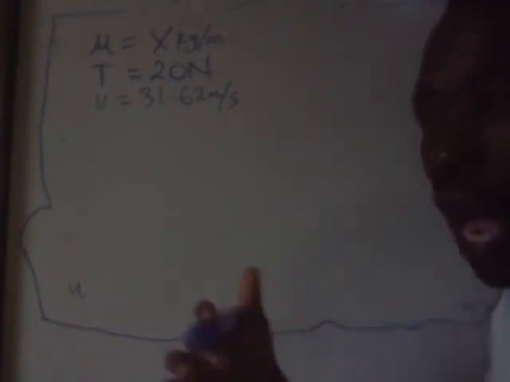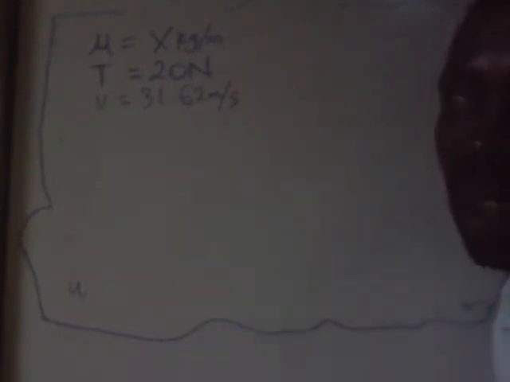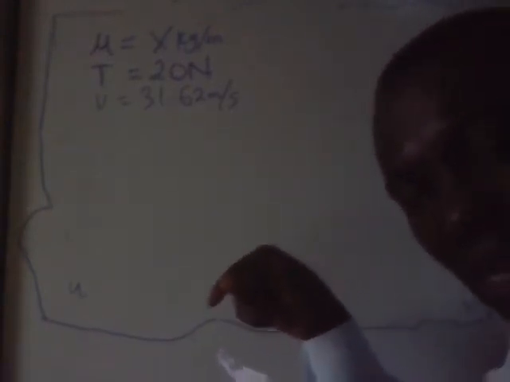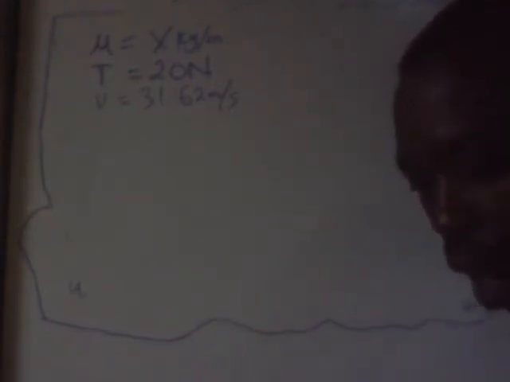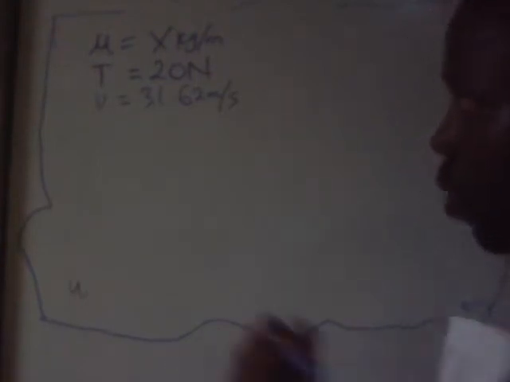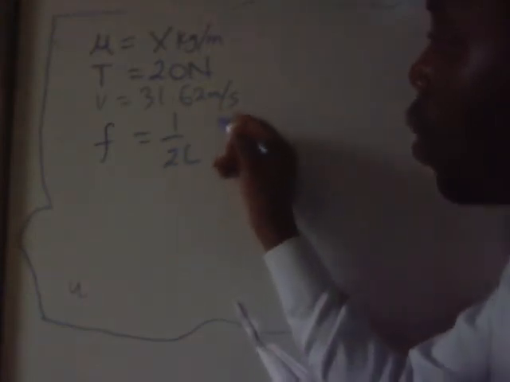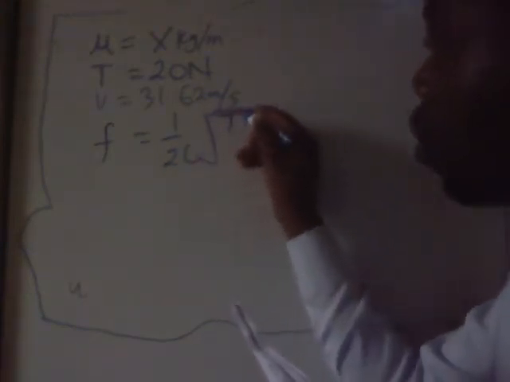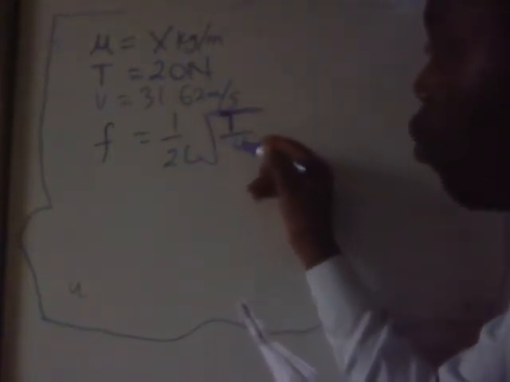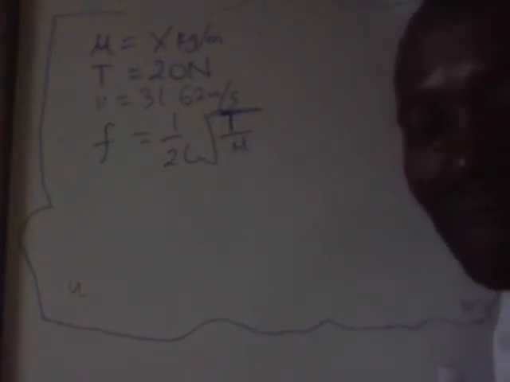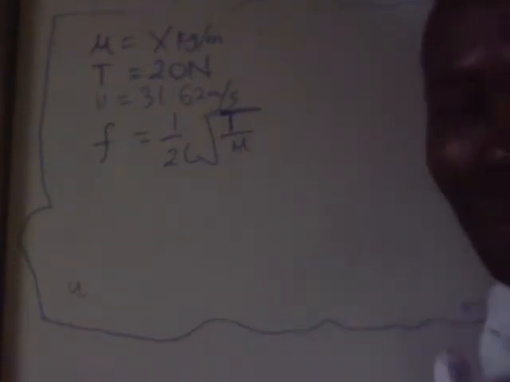When you plug it in, are you there? There is tension in it. Okay, the formula to calculate the tension in the string of any string instrument: F equals 1/2L times the square root of tension over mu. I represent mu by mass per unit length. This mu is the mass per unit length.